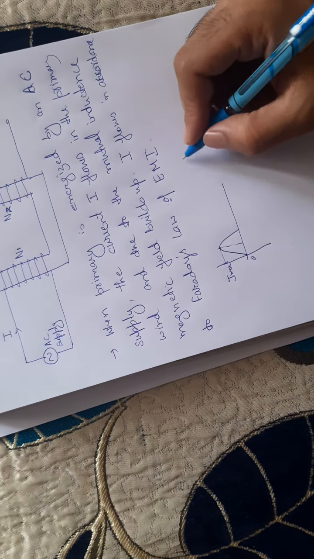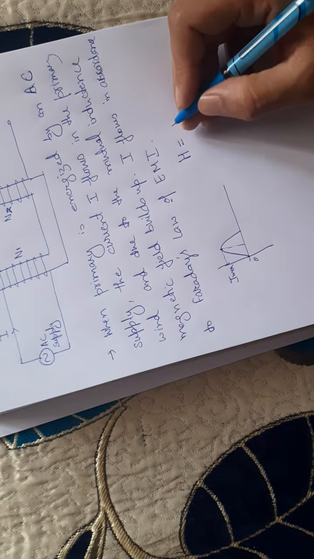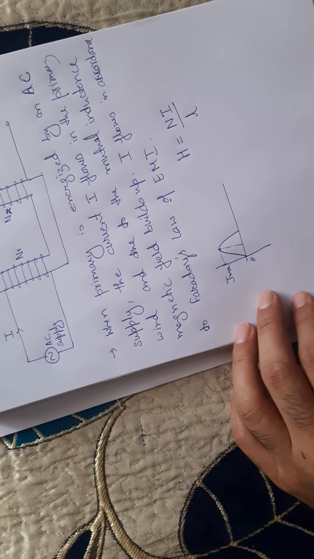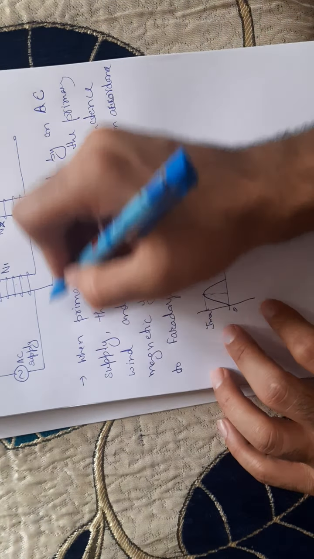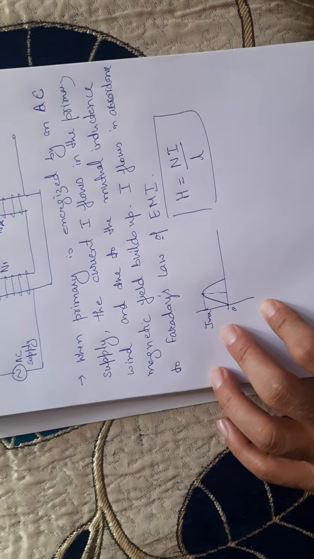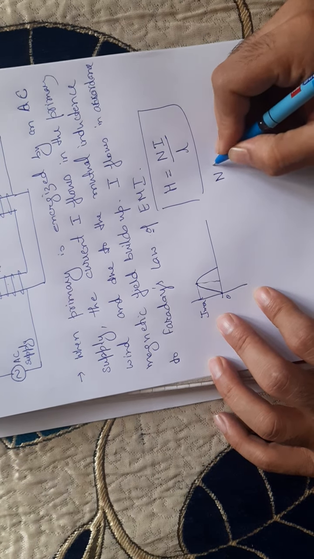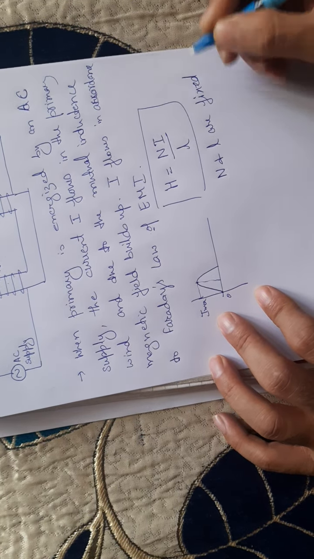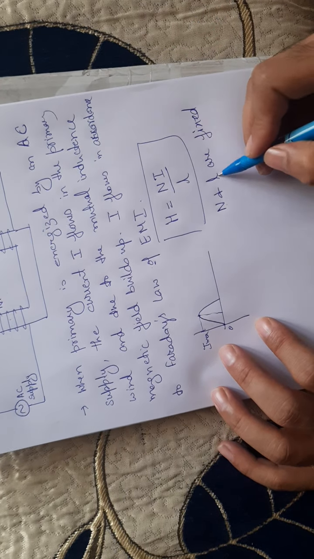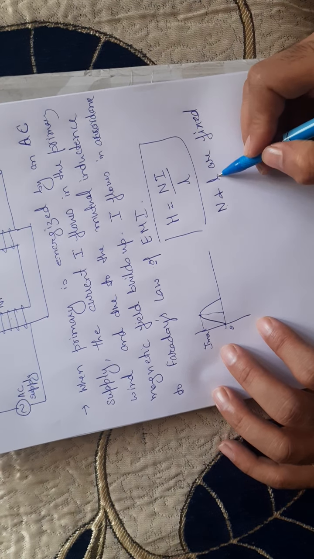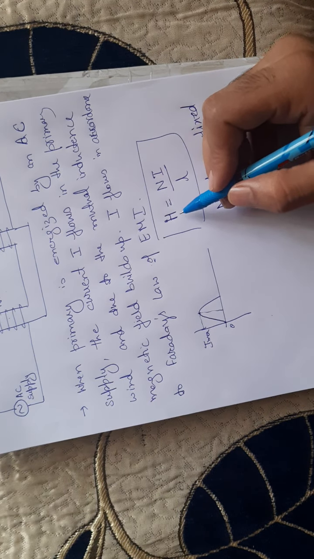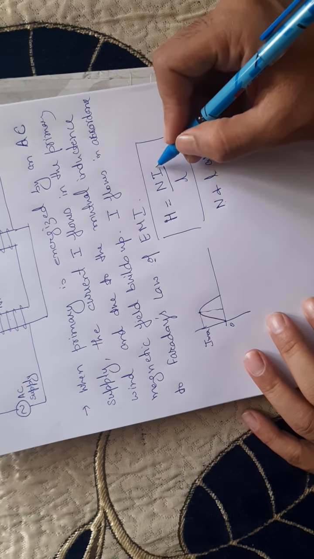Because you know what is MMF? H is nothing but N i by L. Okay, so this is an electromagnet. In an electromagnet, N and L are fixed. Once you have constructed a transformer, you cannot change N and L. So the only way you can change the magnetic field intensity is by controlling the I.